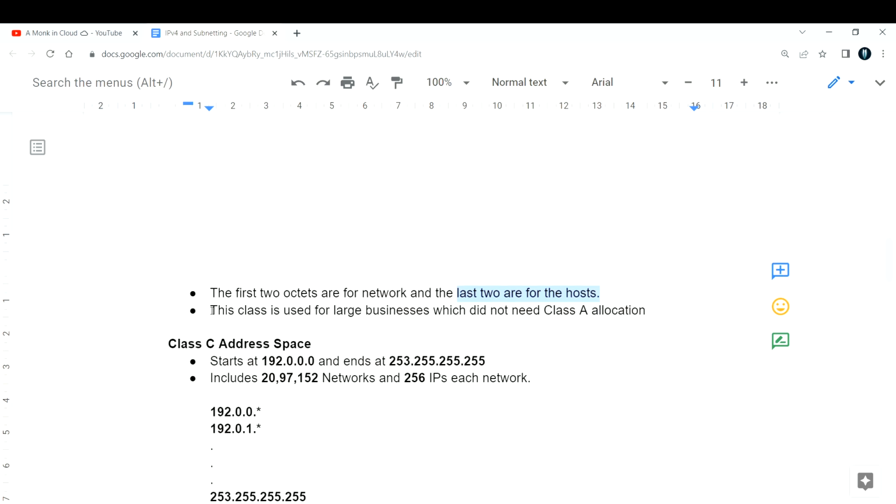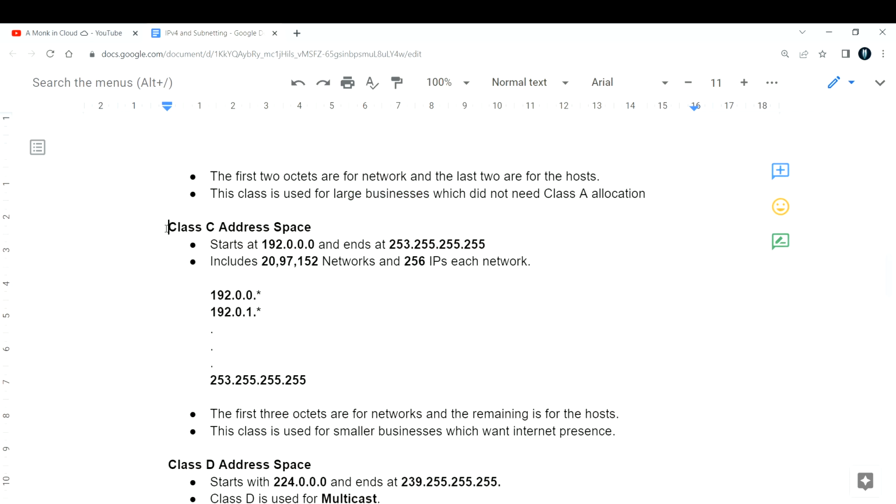Okay, this class was large, but not for huge organizations. It was used for comparatively large businesses which needed internet presence, but not as big as your class A organizations. The organizations using class A were huge, but these large businesses don't require so many IP addresses. That is why we had another class called class B.